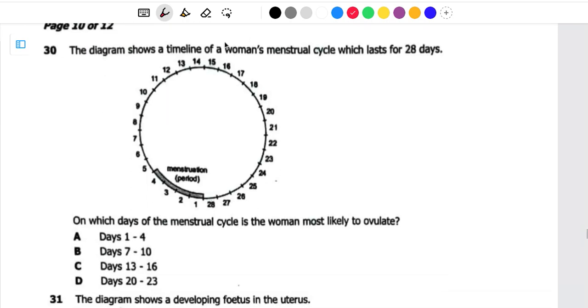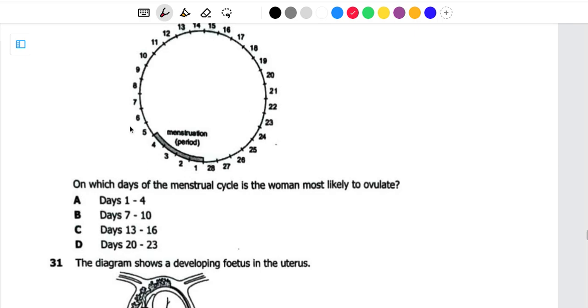Then question 30 is saying the diagram shows a timeline of a woman's menstrual cycle which lasts for 28 days. So the menstrual cycle is divided into three. We have menstruation, we also have the proliferative phase, we also have the secretory phase. Menstruation takes place from day 1 to day 5, between day 1 to day 7. Then between day 12 to day 16, that is where you're going to find the proliferative phase. Then ovulation is going to take place at day 14.